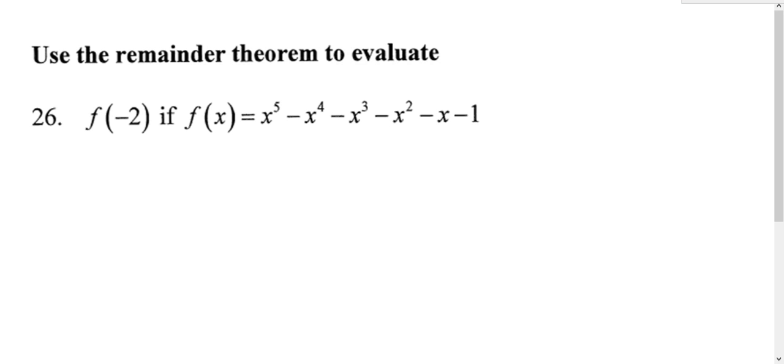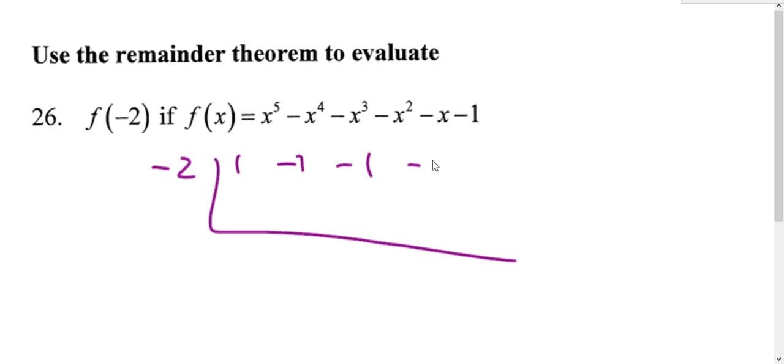The remainder theorem essentially just says that rather than plugging in negative 2 and doing all these powers, you can do synthetic division with a negative 2. And the remainder would be the answer. So check the powers, 5, 4, 3, 2, 1, constant, nothing's missing. So that's 1, negative 1, negative 1, negative 1, negative 1, negative 1. Do the synthetic division, so add, multiply. Add, you get negative 3.